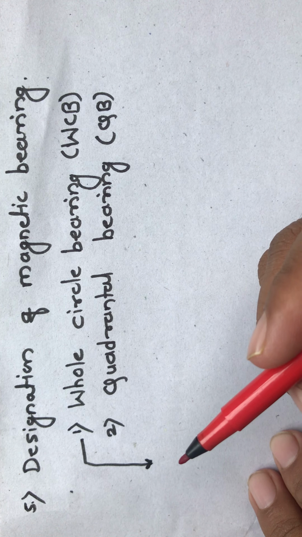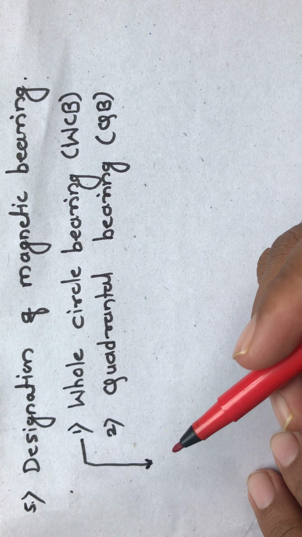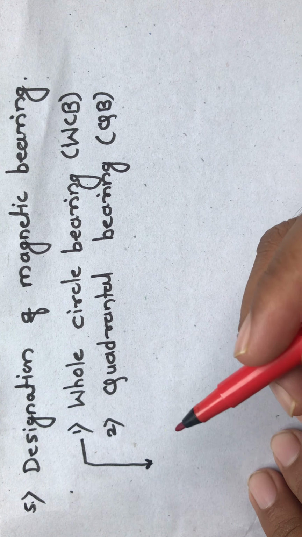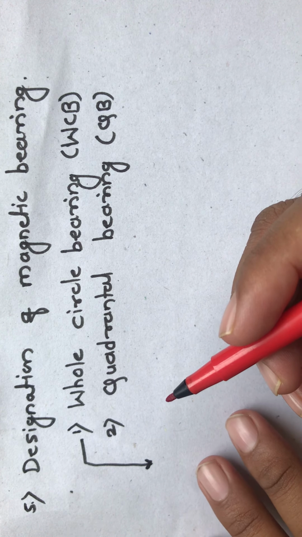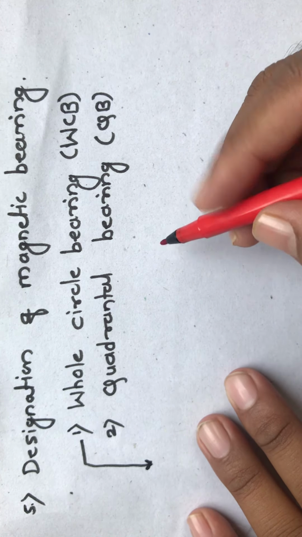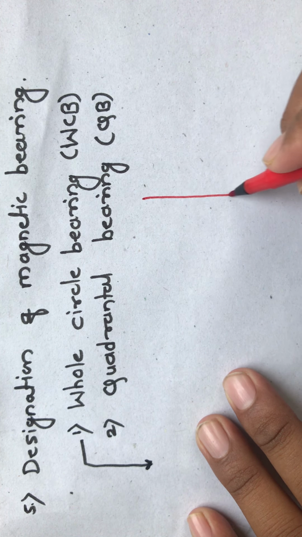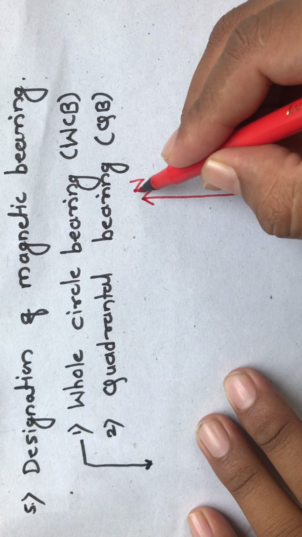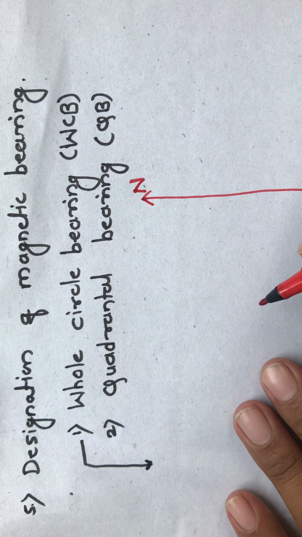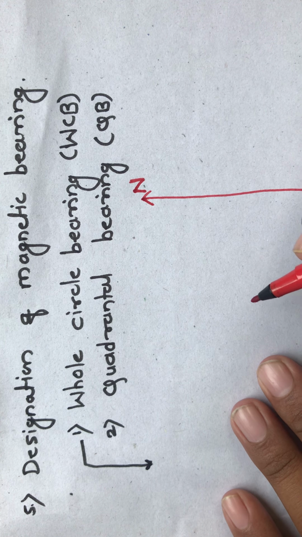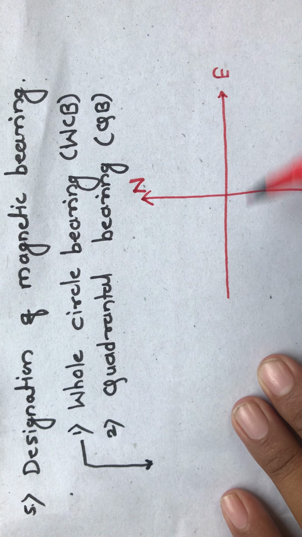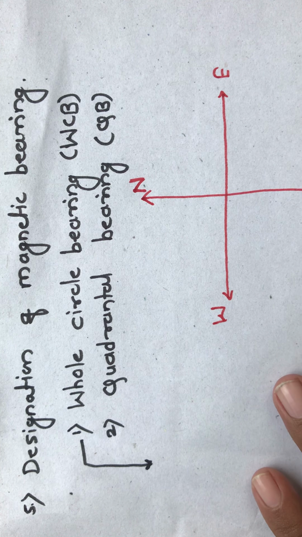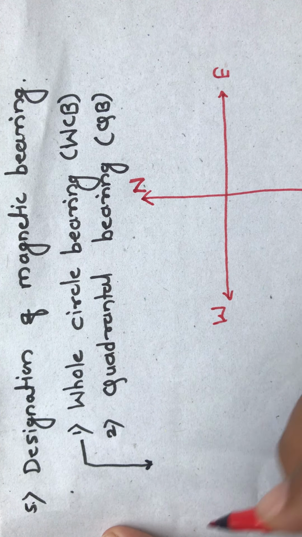Whole circle bearing, simple. The magnetic bearing of a line measured clockwise from the north pole towards the line is known as the whole circle bearing of that line. I will draw it here. Suppose this is a north line which shows the magnetic needle, and we know this is east, west and south.